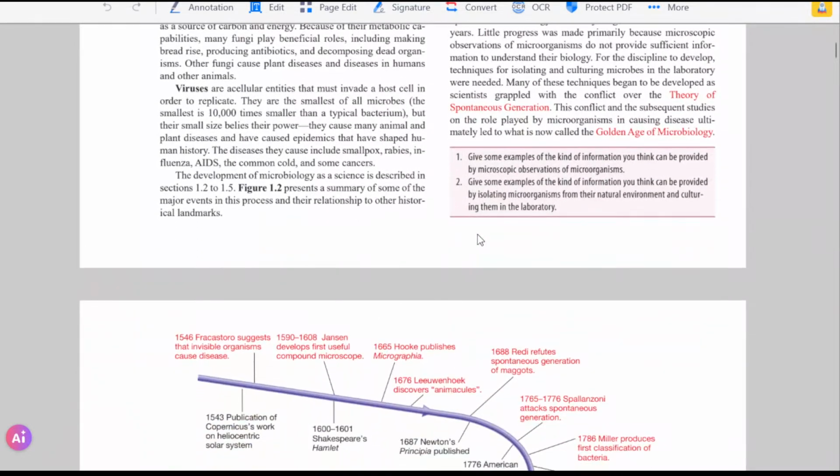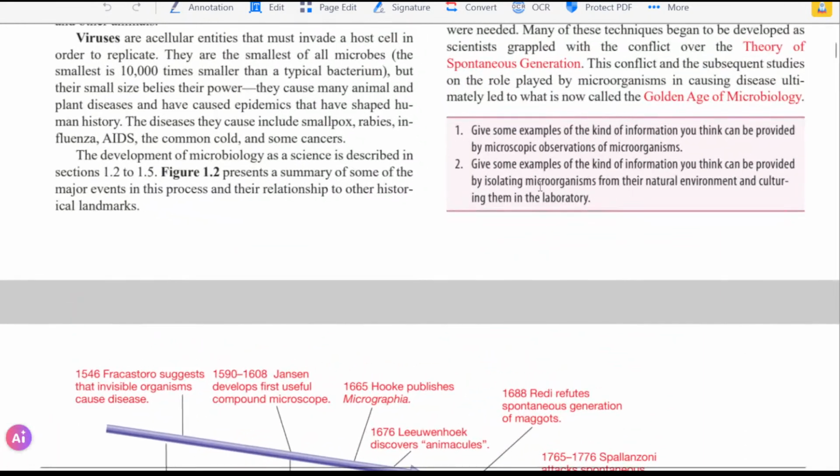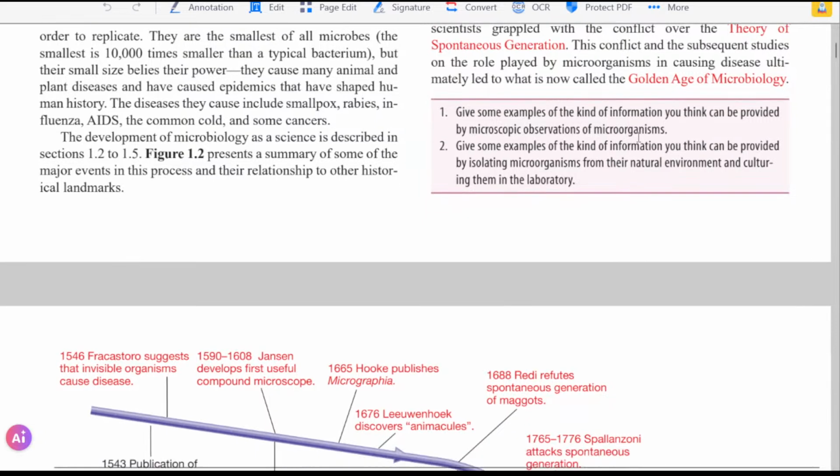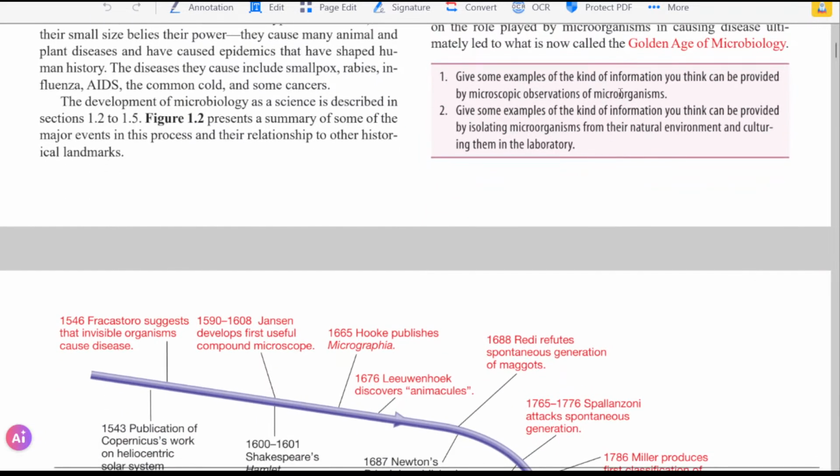So next are these two. I don't know what these are. I hope I get the answer for that. Give some examples of the kind of information you think can be provided by the microscopic observation of microorganisms. So they are asking, if you study microorganisms under the microscope, what kind of information can you get from just looking at them morphologically, their outer appearance?